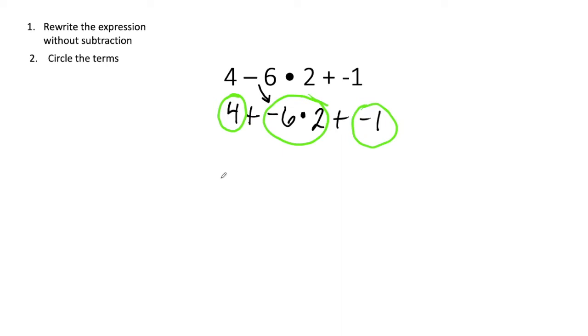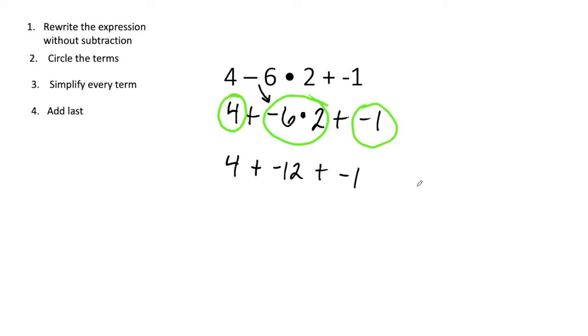Now we're going to go to step 3. Simplify every term. Now that you've circled your terms, you've told yourself what math you need to do. You need to do the math that's in the circles. This first term is fully simplified, so we'll leave it as 4. Negative 6 times 2 is negative 12. Negative 1 is fully simplified, so it stays negative 1.